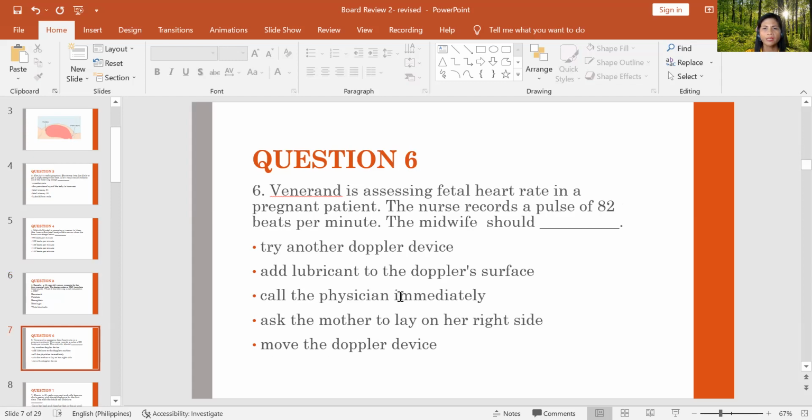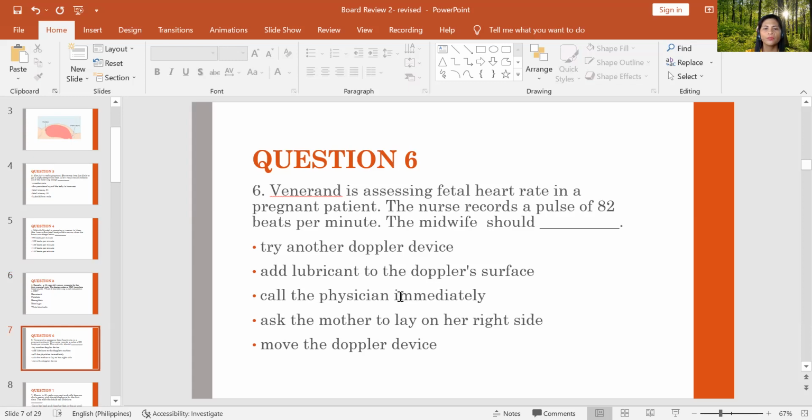Benaran is assessing fetal heart rate in a pregnant patient. So the nurse or the midwife records a pulse of 82 beats per minute. The midwife should try another Doppler device, add lubricant to the Doppler surface, call the physician immediately, ask the mother to lie on her right side, or move the Doppler. So the correct answer is, of course, you are going to move the Doppler. Okay, move the Doppler device.